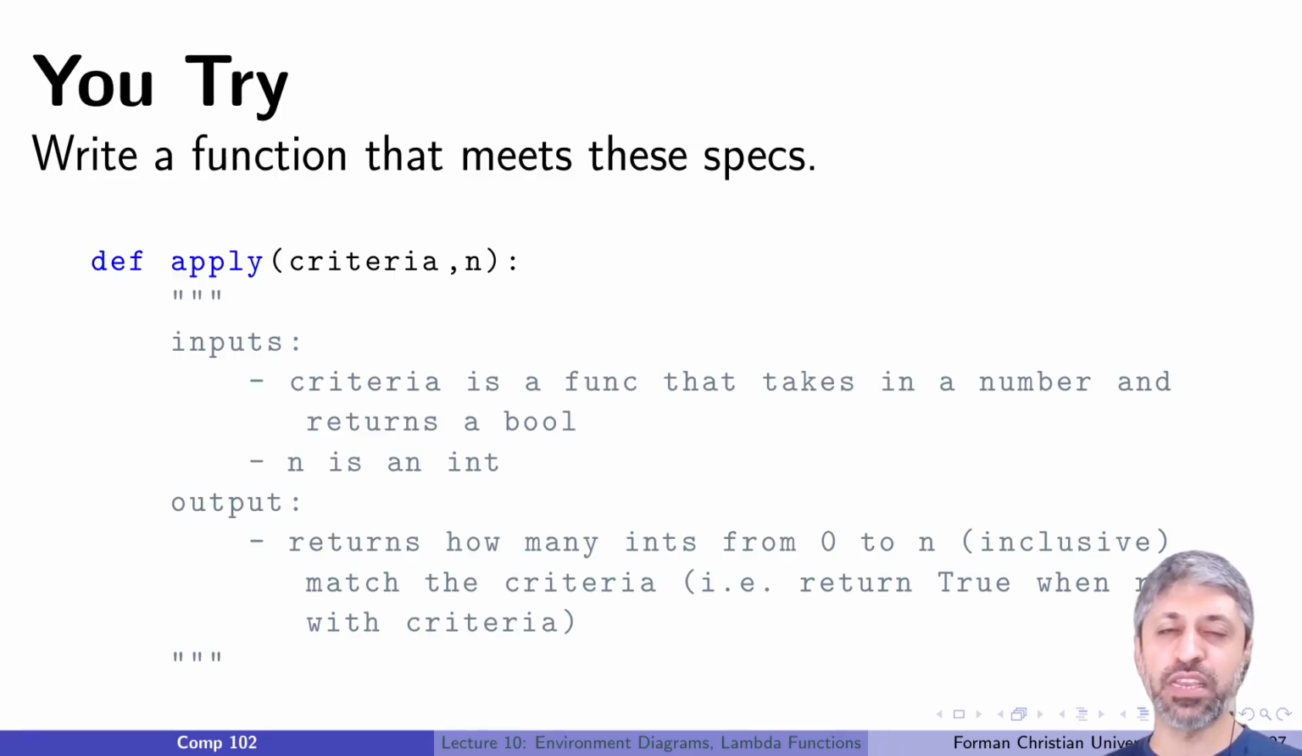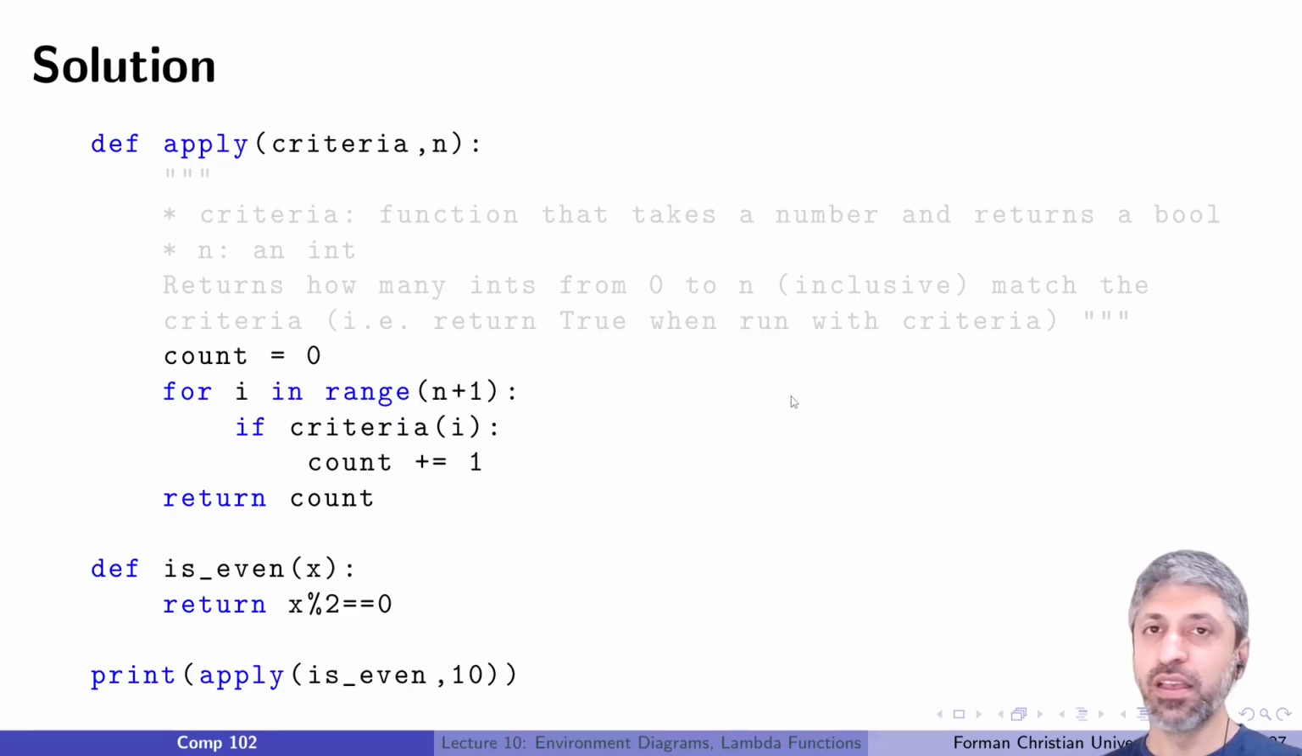So pause the video and give it a shot before looking at the solution. Here's how it works. We loop from 0 to n, and for each number, we call criteria(i). If it comes back true, we increase our count. And notice that we pass is_even without parentheses here. When you add parentheses to a name, it means that you are invoking it as a call expression, which we are not doing. We are just passing the value of is_even, which is pointing to the function object, as a parameter. We are not calling the function itself.